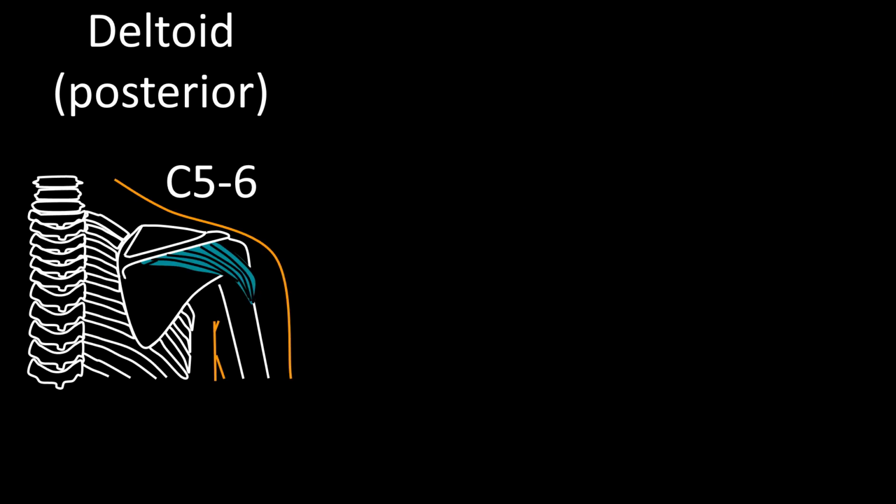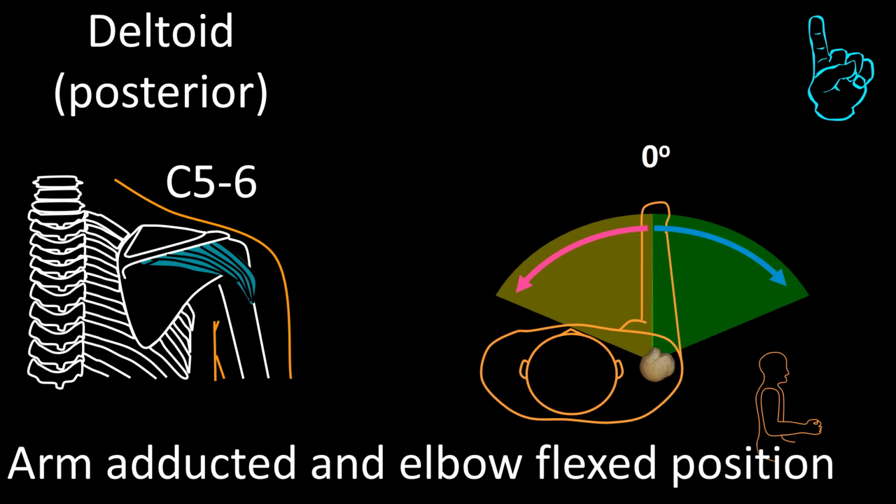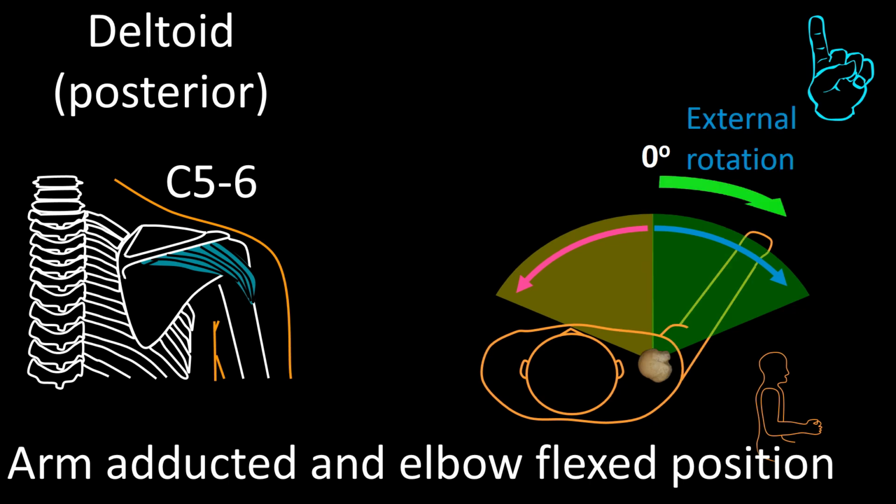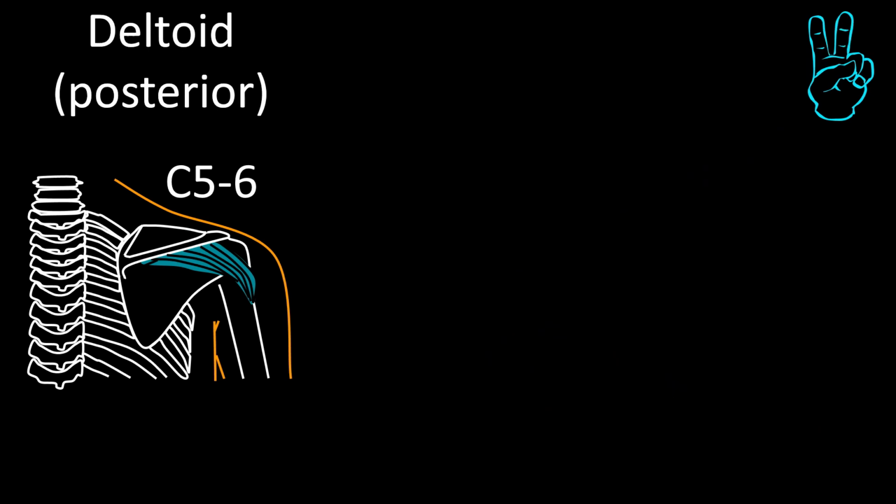The posterior deltoid is innervated by C5 and C6 spinal cord fibers. It has 3 actions. The first action is from arm adducted, elbow flexed, and forearm forward position, as indicated in this frame: external shoulder rotation.